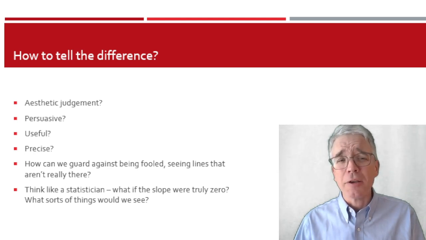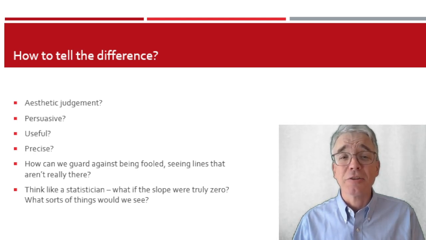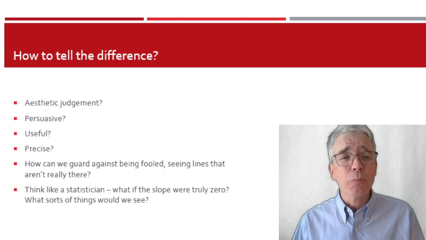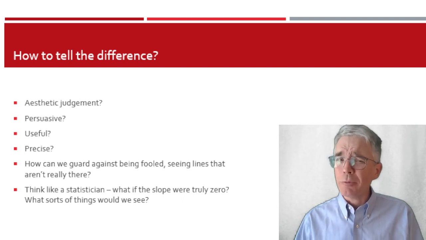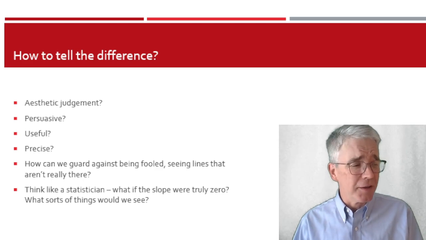That's what I've been calling the need to think like a statistician. We ask, what if the slope were truly zero? What would I see in that case? Versus what would be a surprise if there were no relationship? What would surprise me? Oh, I thought it was zero, but it's kind of weird to see a line there.